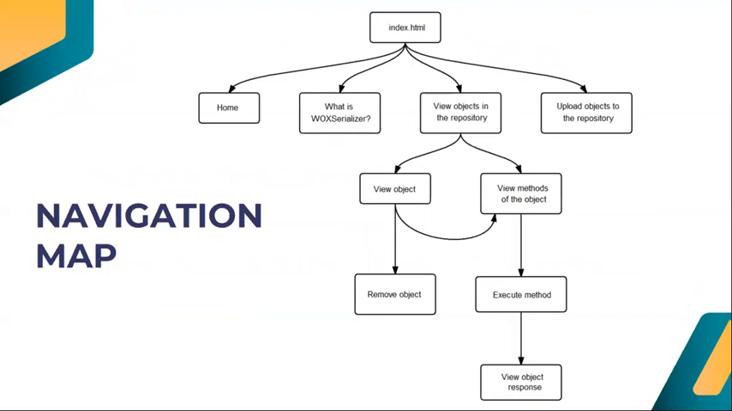The web system developed consists of a dynamic web interface that allows users to access WOX objects hosted in a repository. The user can visualize each existing object in the repository in a graphical way, in addition to being allowed to execute the methods of each object through a web browser. This slide shows the navigation map, which represents the structure of visualization used in the web system.